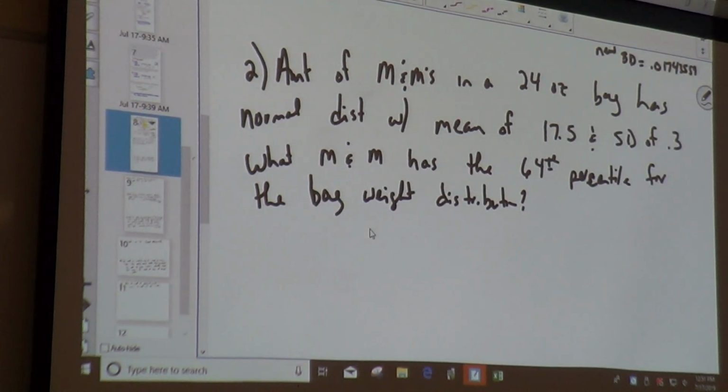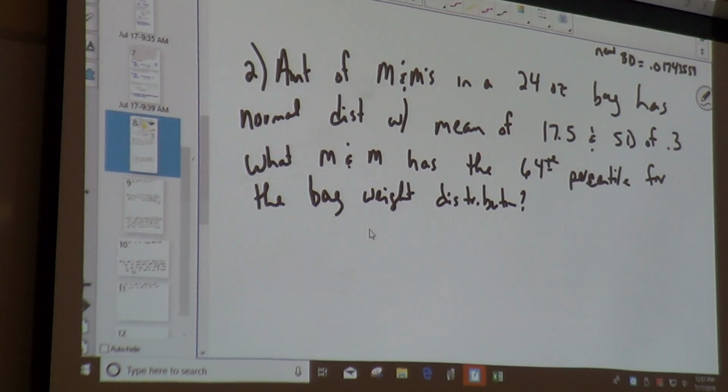An amount of M&Ms in a 24-ounce bag has a normal distribution with a mean of 17.5 and a standard deviation of 0.3. What M&M has the 64th percentile for the bag weight distribution?